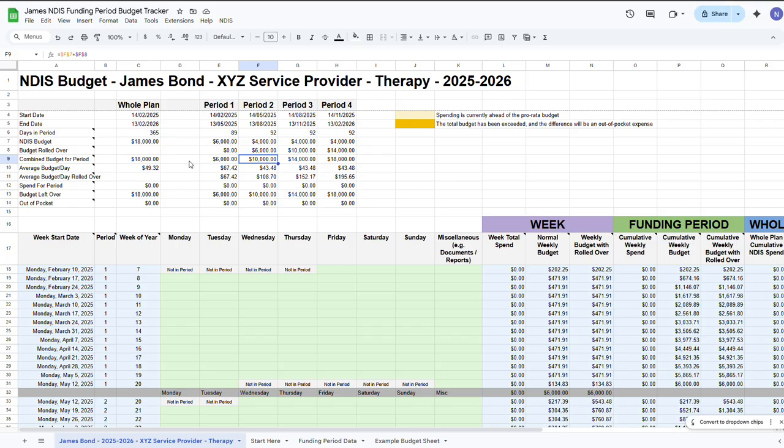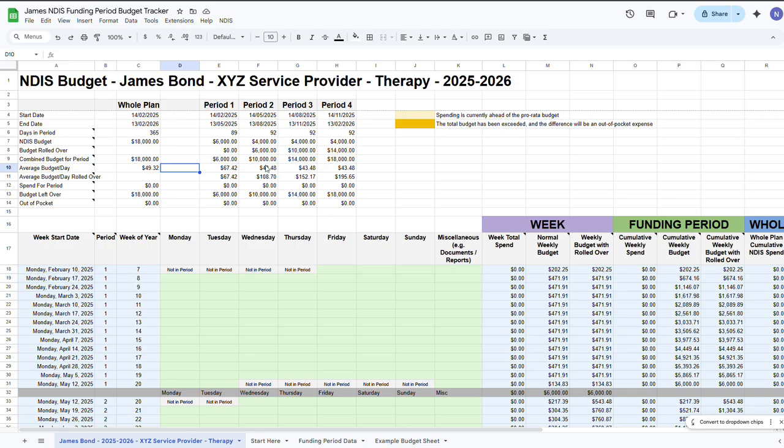So this particular line, the combined budget for period, tells you how much money in total you could spend for that period, based on the amount of budget to start off with, plus any money rolled over which is unused from a previous period. It then tells you how much budget average per day there is. You'll see it's an average of $67.42 per day.